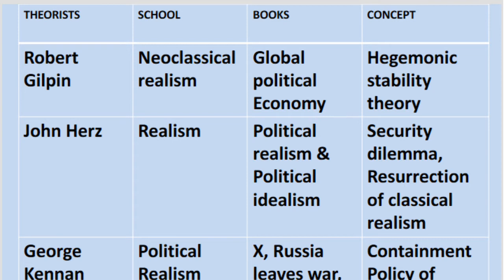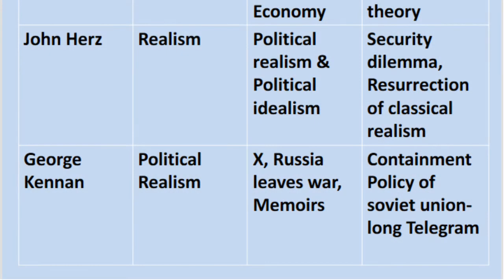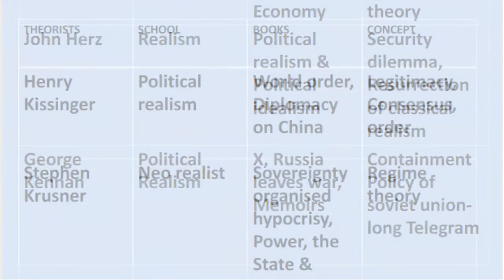Then George Kennan. George Kennan is also a realist philosopher. His important book is Russia Leaves the War, and Memoirs. Important concept is the containment policy of the Soviet Union. Also another concept is the long telegram, or he has written a long telegram.